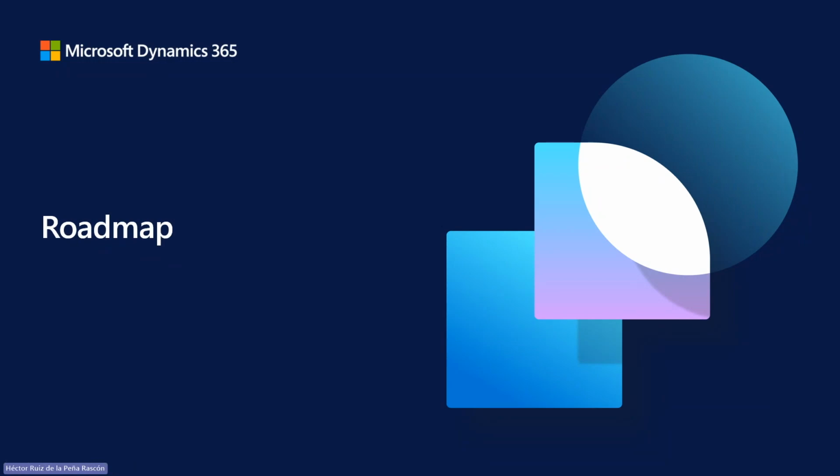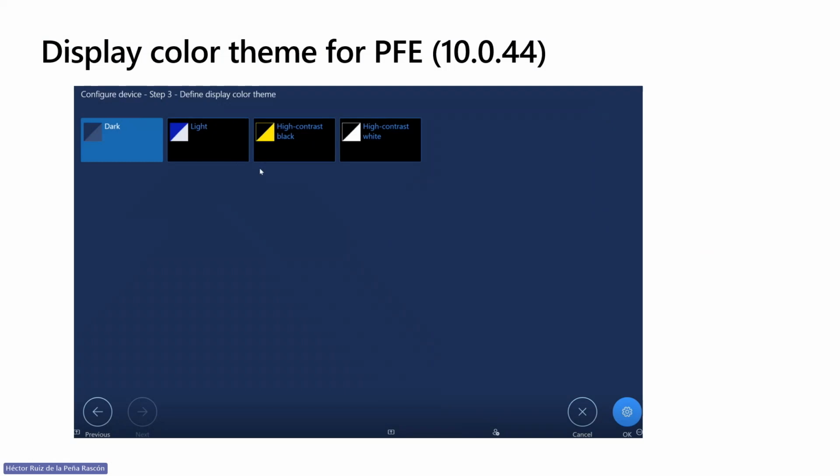So we have seen the enhancements that are already live, but we also want to show you a couple of enhancements that are coming with version 10.044. The first enhancement that I want to show is the display color theme for PFE. This display color theme enhancement will let you select, while you configure your device, a specific color theme that you can also then change when you log in and select your user. You're able to change this color theme as well.